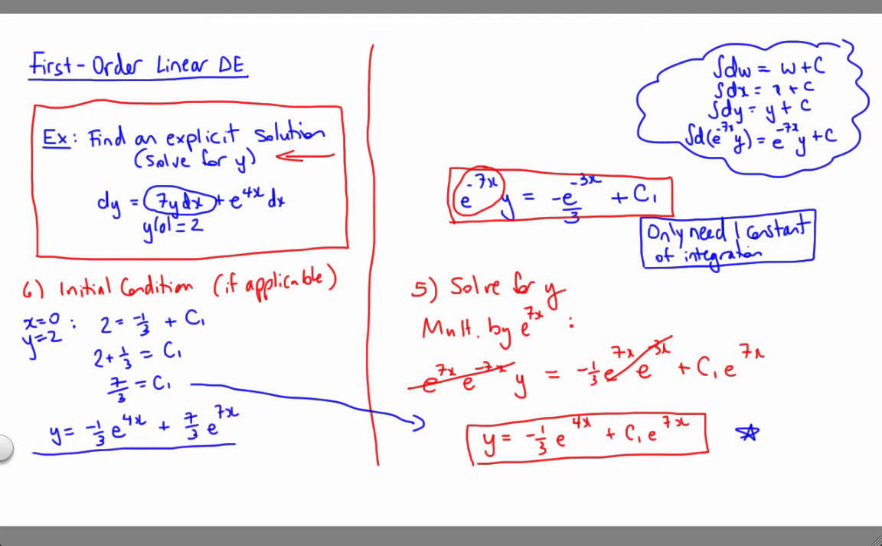Let's put a box around that, because that is our final answer. So that is an explicit solution. We have solved for y, we have used the initial condition, and that is a function which solves the original differential equation.